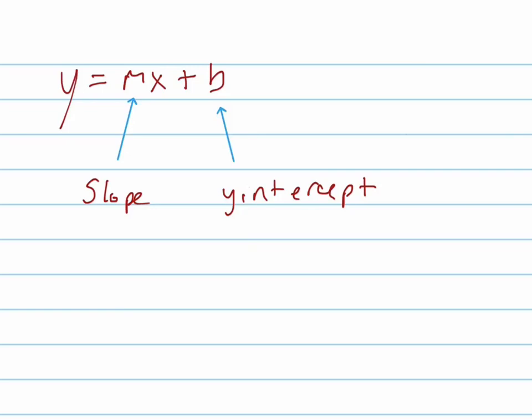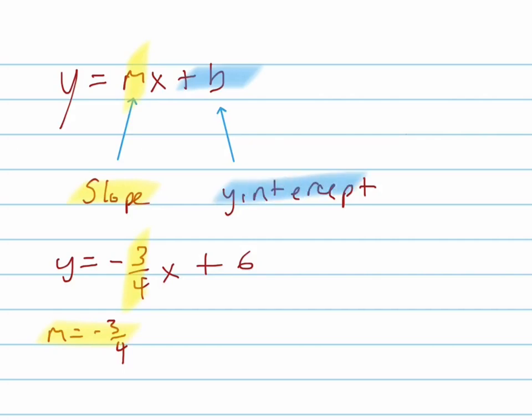I don't know, y equals -3/4 x plus 6. Your slope equals -3/4, and then your y-intercept would be 6. Alright, does that make sense? Okay. So that's really all those questions.